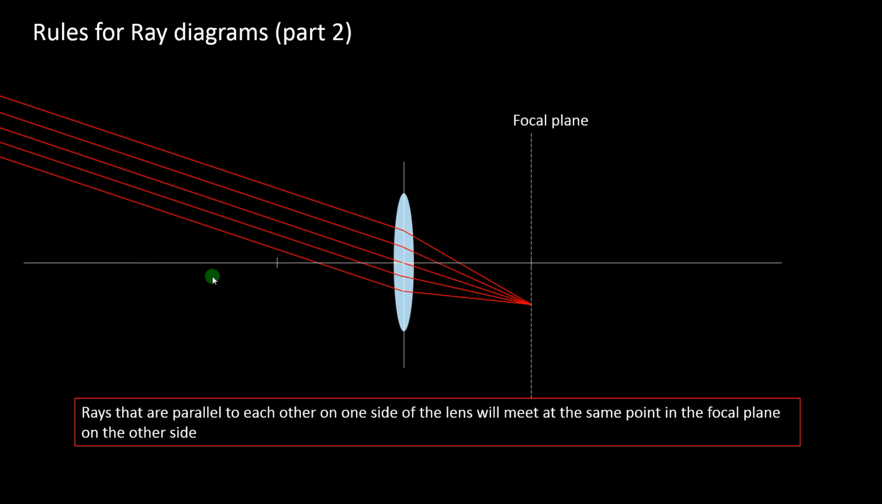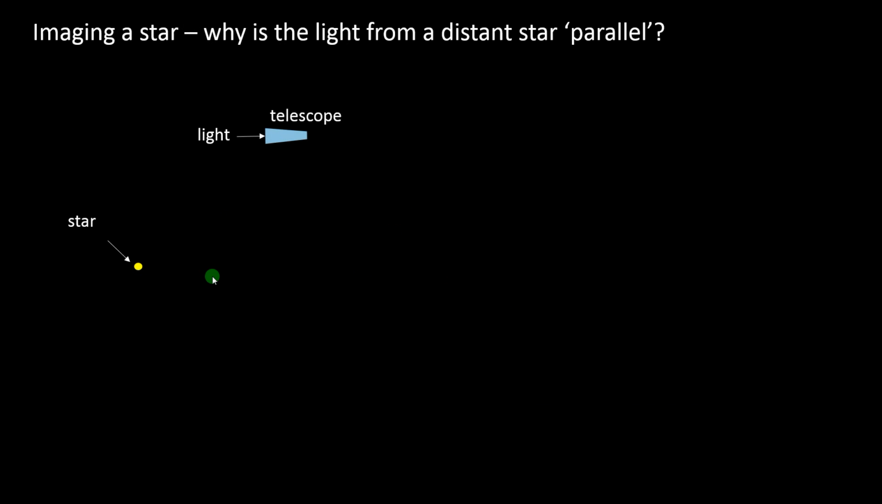Just before we do that, though, we do have to look at this one assumption that we make when we're looking at stars, and you're supposed to be able to explain this, which is, why is it that the light from a distant star we count as being parallel?